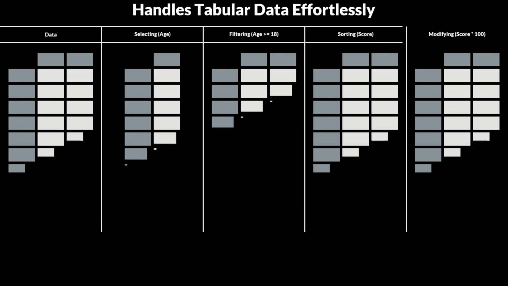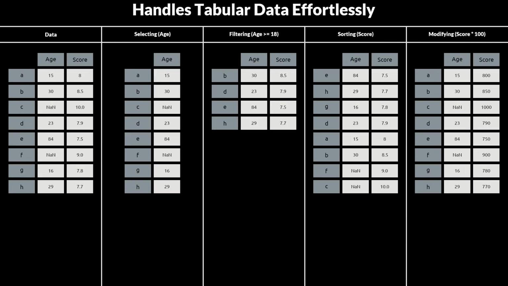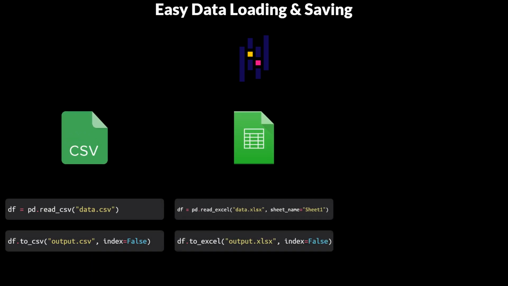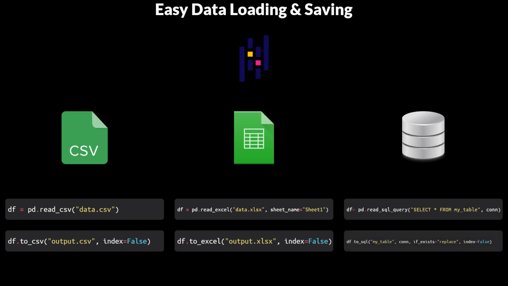Okay, but why is it so popular? What problems does it solve? If you have data in rows and columns, Pandas is your best friend. It makes selecting, filtering, sorting, and modifying this kind of data incredibly straightforward. Forget writing complex code to read files. Pandas lets you load data from various formats like CSV files, Excel spreadsheets, databases, and more with just a single line of code. Saving your processed data is just as easy.